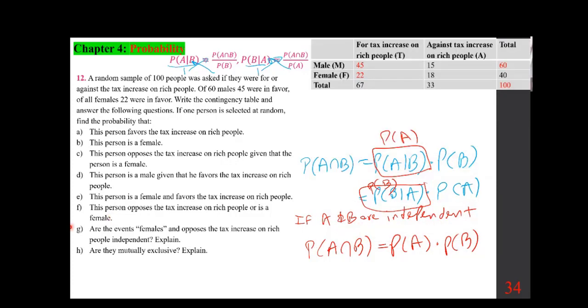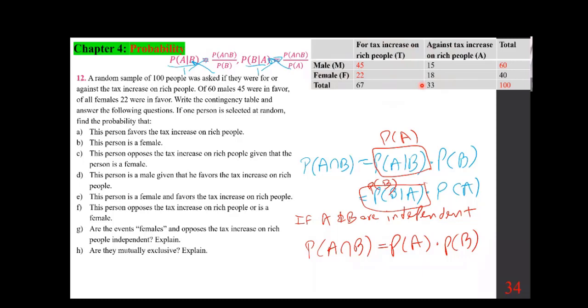It's very simple. So number one, we are looking at males and females, and then for and against. Whether you put it in the row or column doesn't matter, because you're either for or against. Two different columns, males, females. And of course, we will have a total at the end. So the numbers in red are given.